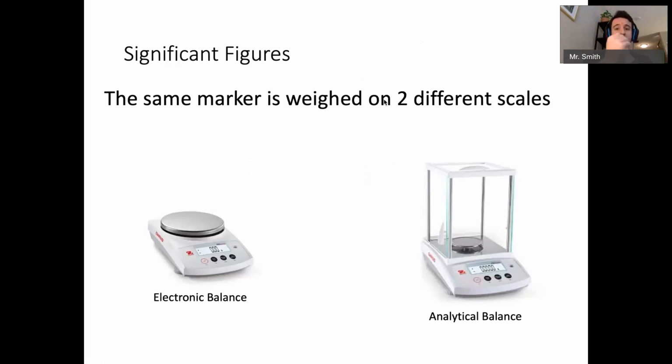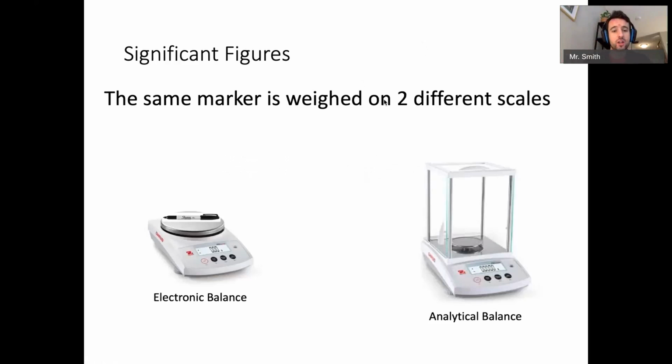On the left, we have what we call an electronic balance, and on the right, we've got what we would call an analytical balance. What I'm going to do is take a marker, a Sharpie, and weigh it on the electronic and the analytical balance. Now, I actually did this, but I'm just showing you via PowerPoint.